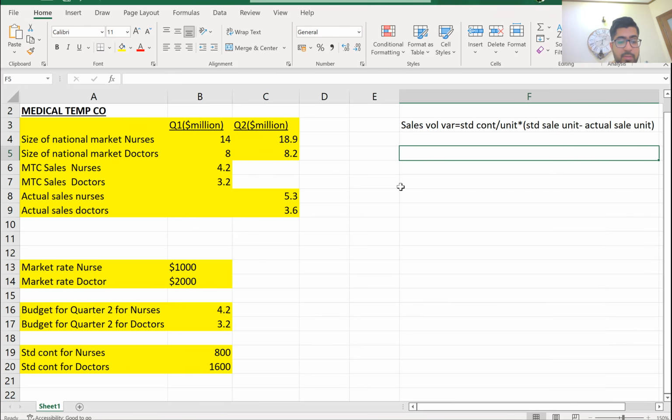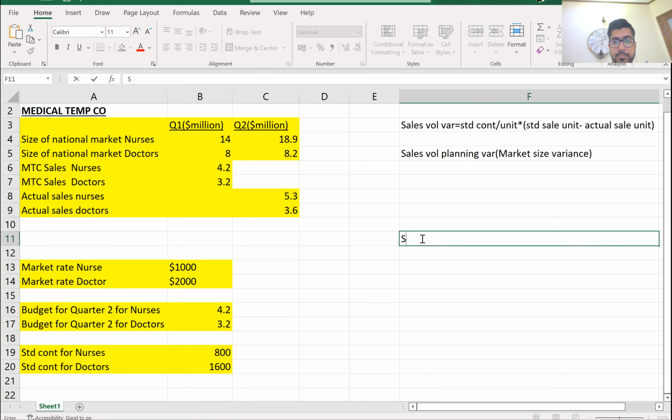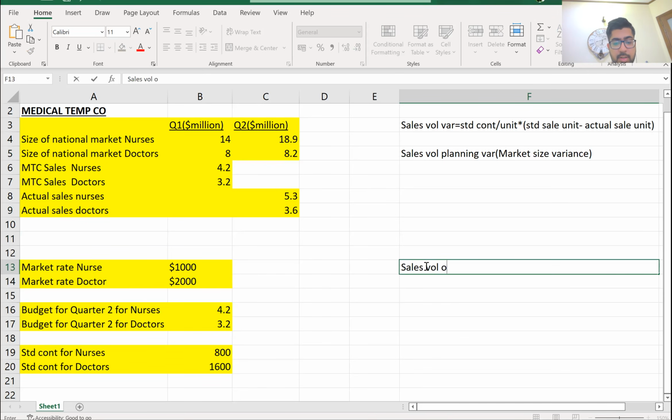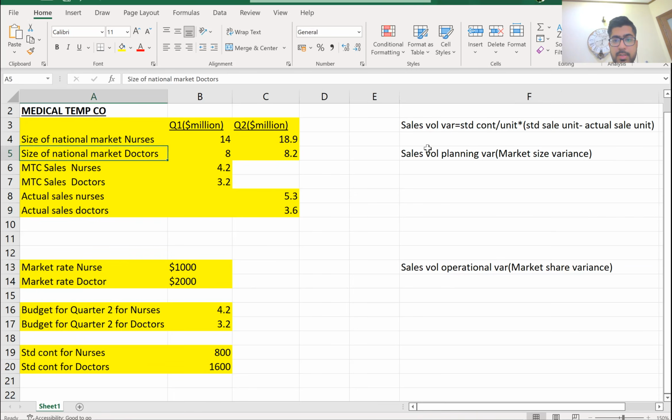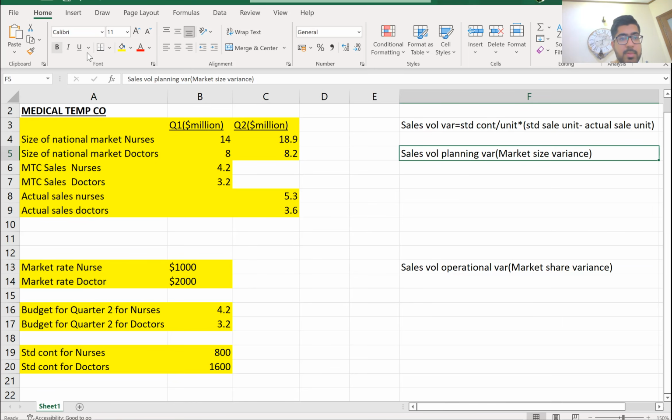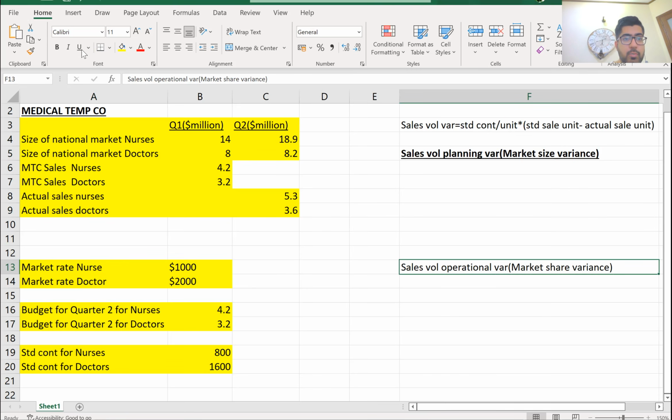When you break it into planning and operational variance, sales volume variance is split into sales volume planning variance, which is also called market size variance, and sales volume operational variance, called market share variance. So sales volume variance is split into two parts: sales volume planning variance, called market size, and sales volume operational variance, called market share.